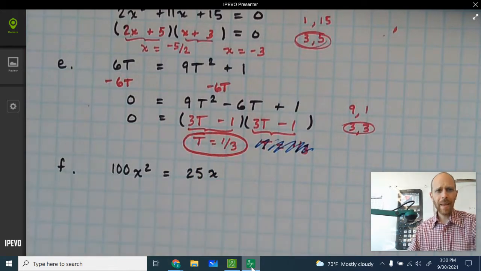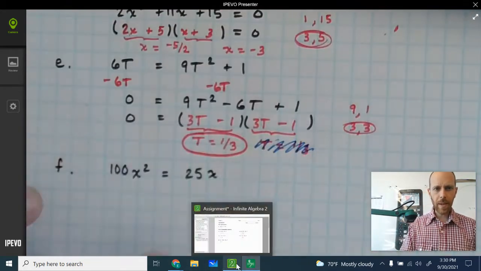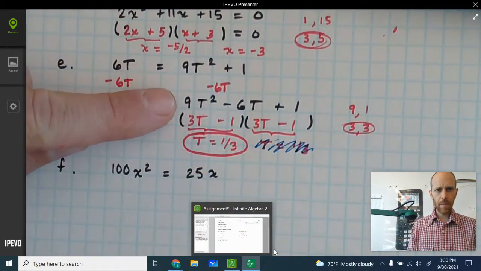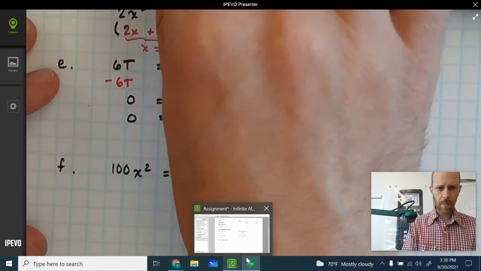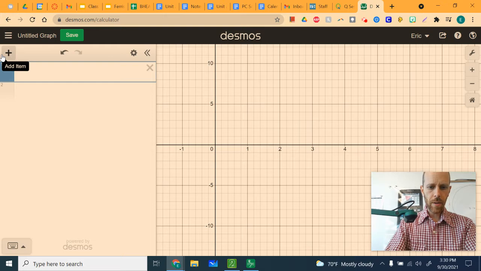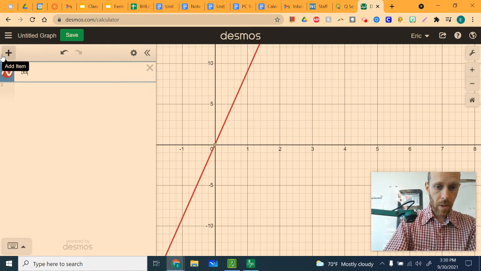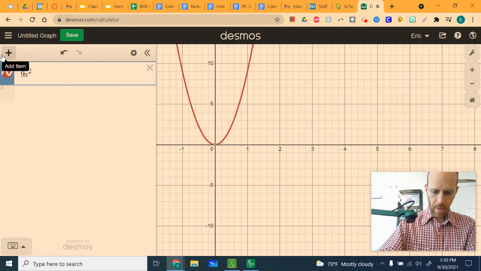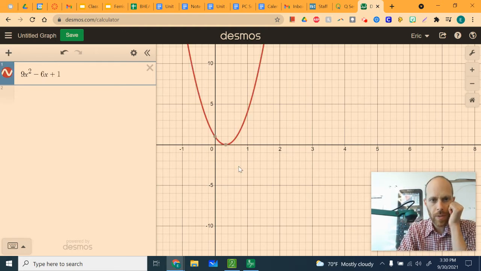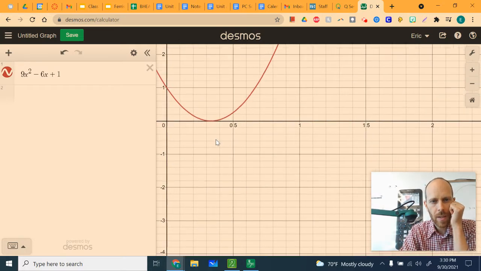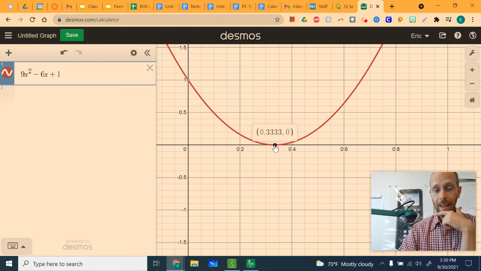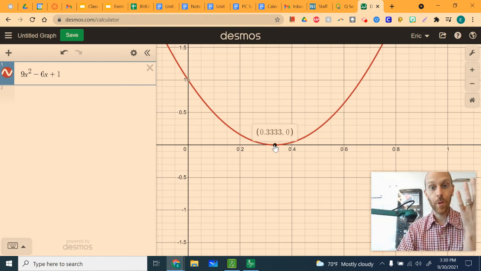That's it right there. In fact, if we were to take this and graph it using Desmos, I'm going to graph the 9t squared minus 6t plus 1. Watch what happens. We can't put a t in here, so I'm going to use x. 9x squared minus 6x plus 1. You'll notice that it hits the x-axis exactly once, and that instant is at 0.3333 or 1/3.